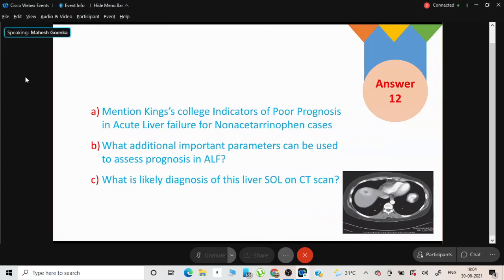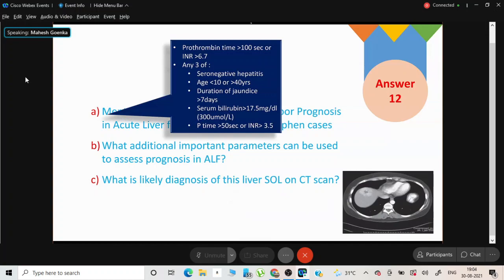Now, the last question mentioned King's College criteria and you all have to remember this: it can be either a single criterion of prothrombin time of more than 6.7, some books have mentioned 6.5, or any three of these 5 criteria would also satisfy.